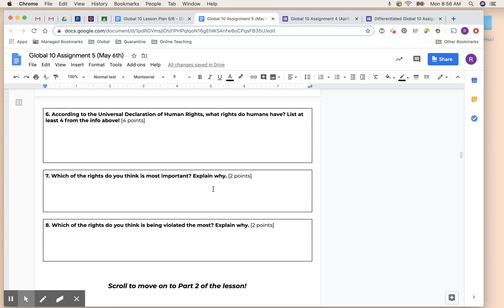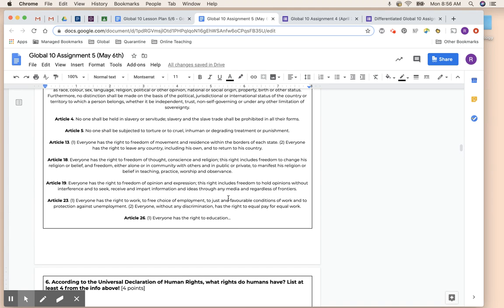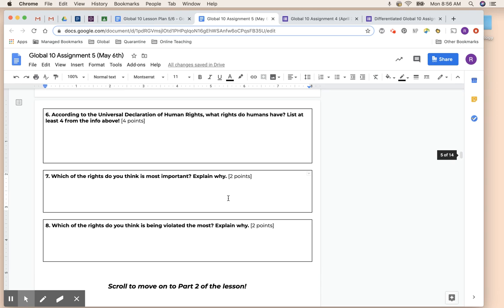Then you'll answer the last 3 questions of this part. It says, according to the Universal Declaration of Human Rights, what rights do humans have? I want you to list at least 4. Then, which of the rights do you think is most important? That's your opinion. And then which rights do you think are being violated the most? Or which right do you think is? So which one of those things from up here do you feel like is not being respected? After that, you are done with part 1 of the lesson.